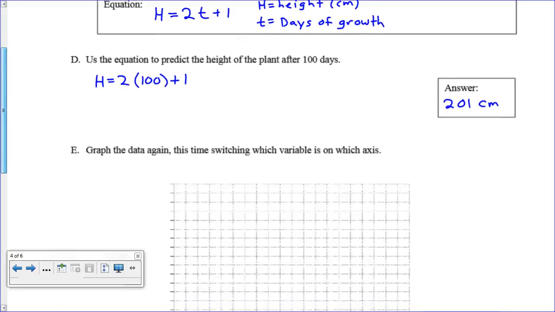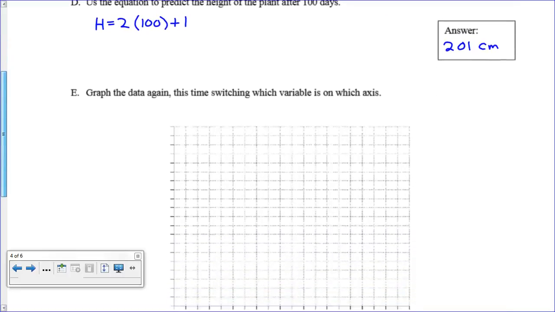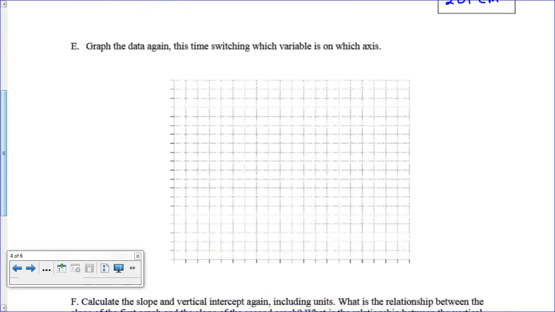All right, next, it says to graph this again. And so we're going to use the same scale. We're just going to flip it. So on the y-axis now, it will go up to 20. On the x-axis, it's going to go to 40, and we're going to plot the same data as before. We've just flipped the axes. So I'm going to go ahead and do that, and I'll be right back.